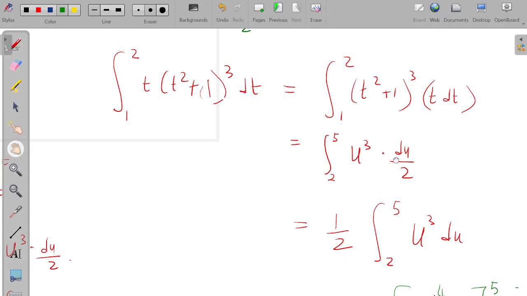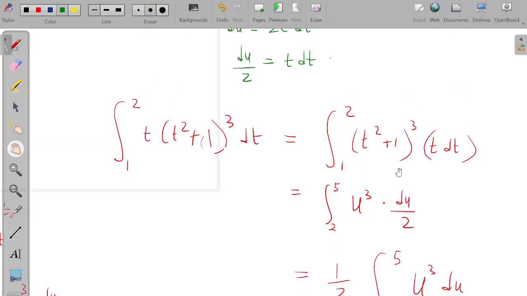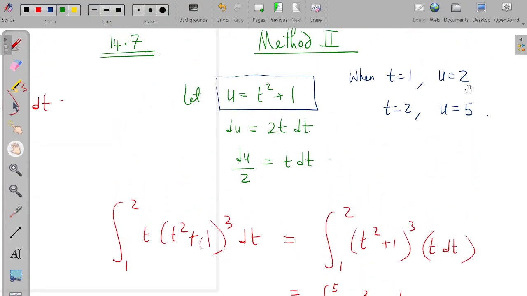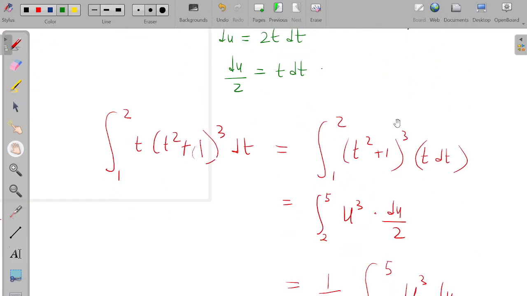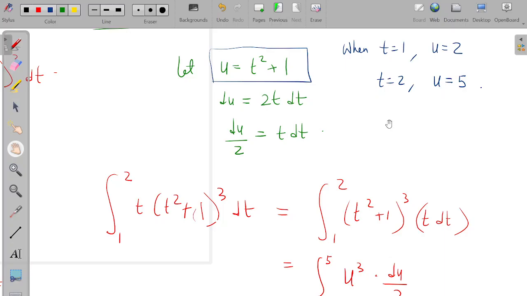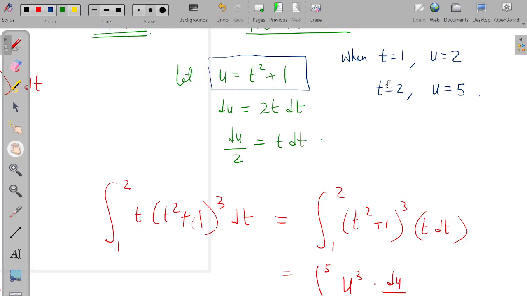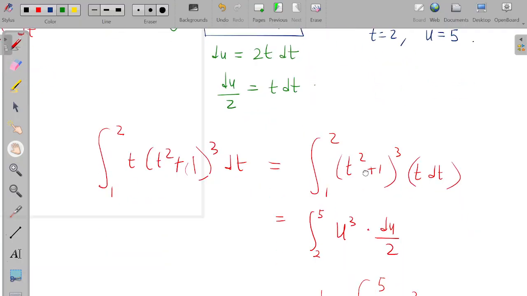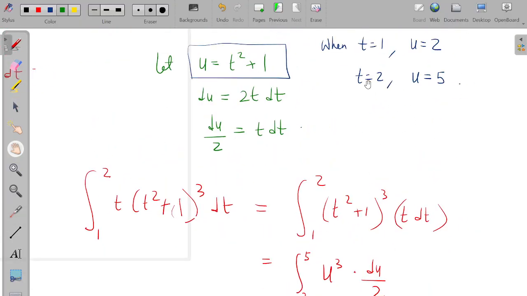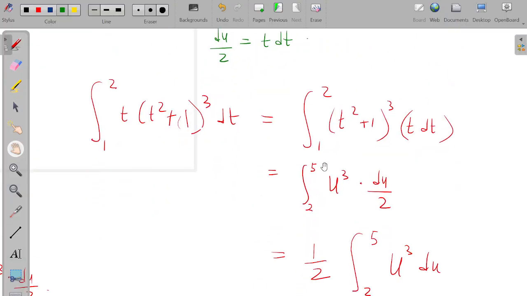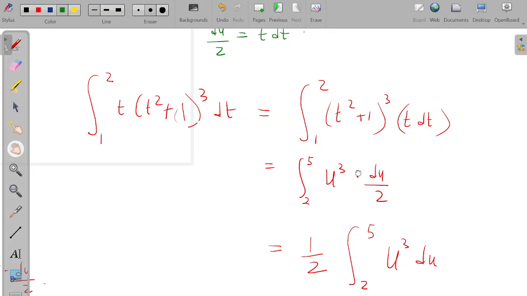Okay, whichever gives you the upper limit, you put as the upper limit. Whichever gives you the lower limit, you put as your lower limit. Don't change one higher one to the lower one. No. Just follow what it gives you. When the lower one gives you 2, write 2 as the lower one. When the upper one gives you 5, then write it as the upper one. Alright, so then we now evaluate.